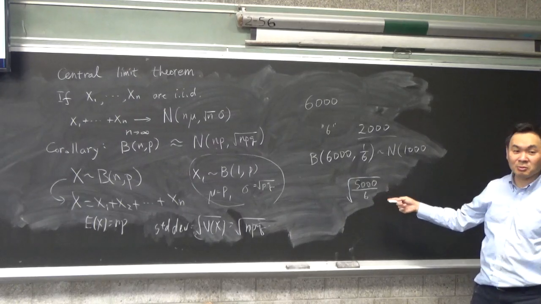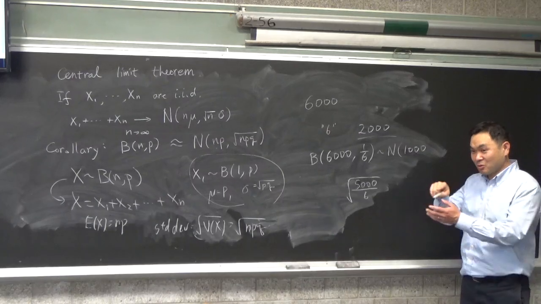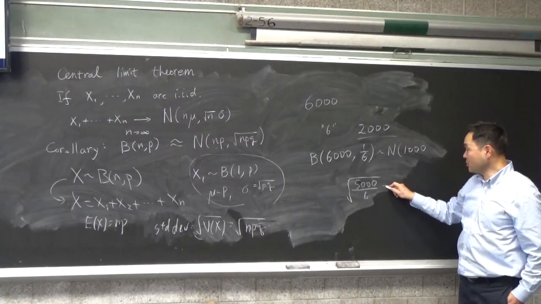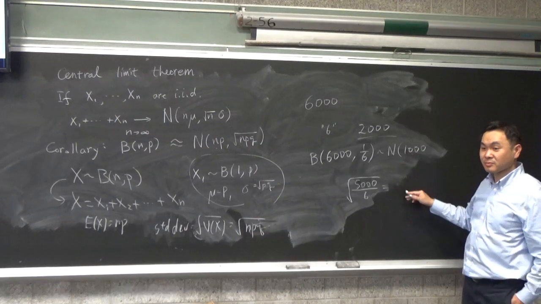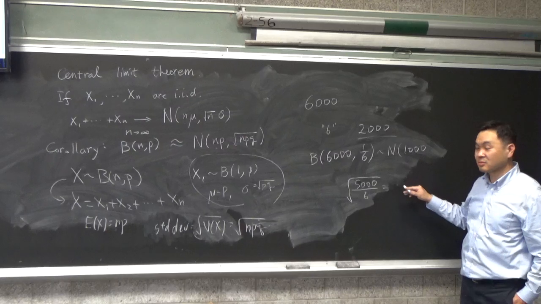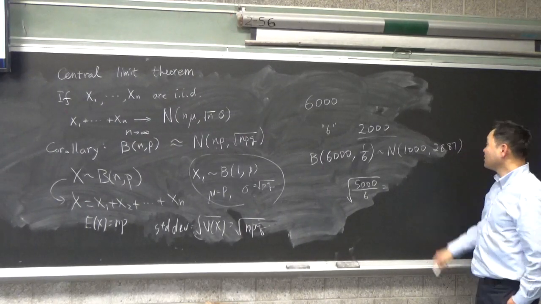Can somebody do this for me? Actually, I'll need some people who are ready to calculate everything I write to help me out. What do you get? 28.87. 28.87? Right.